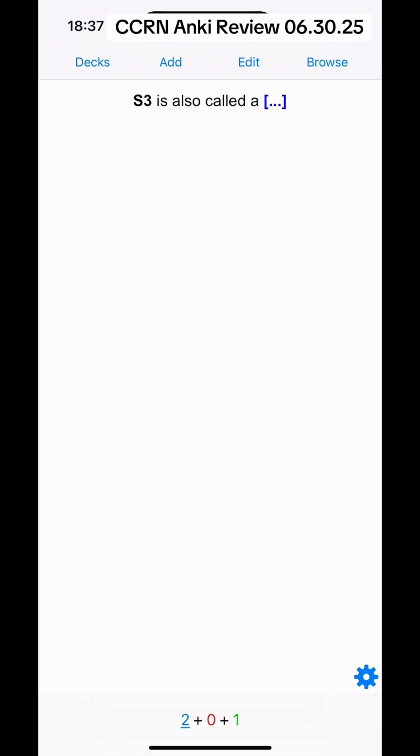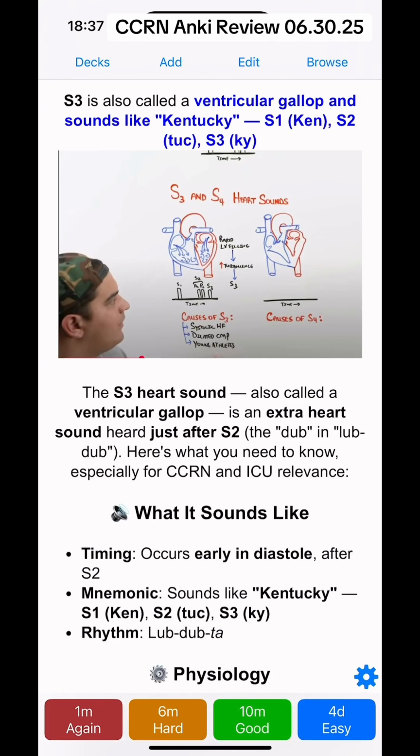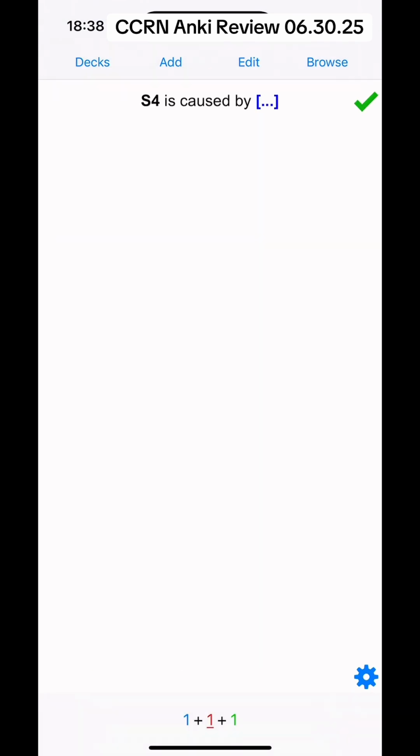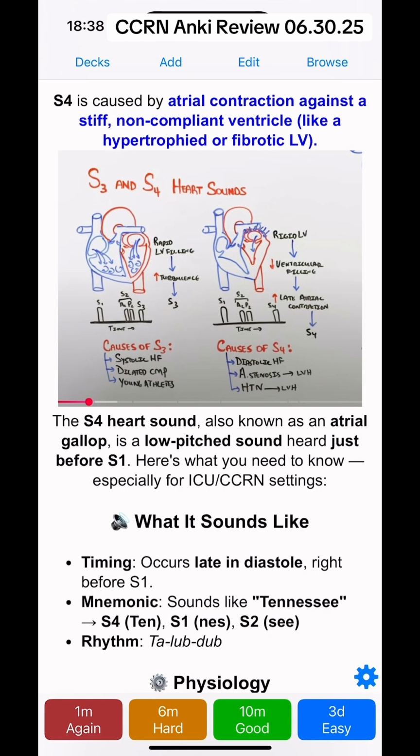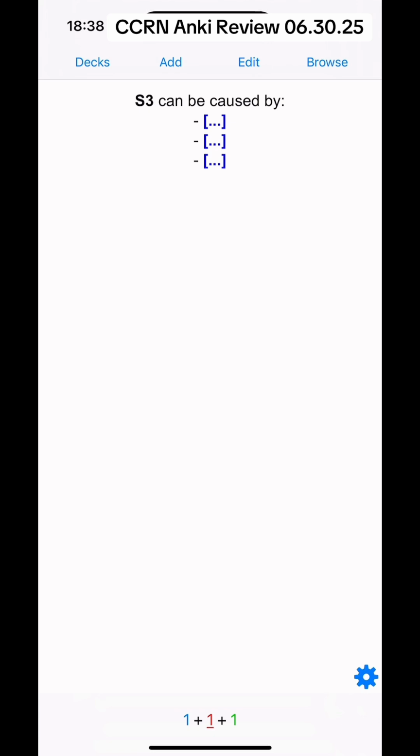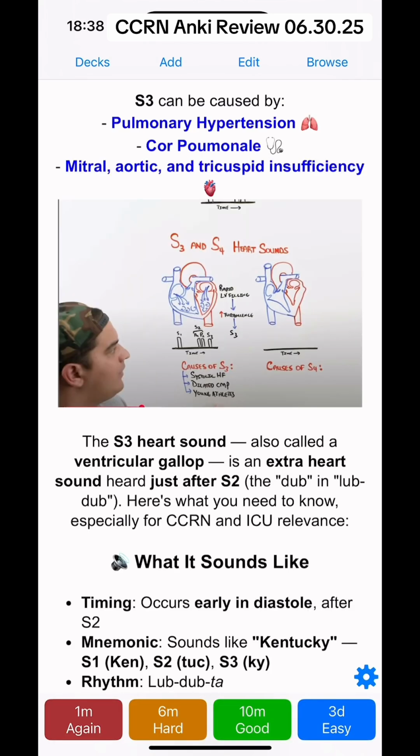S3 is also called a ventricular gallop, and you can remember it by the mnemonic Kentucky, for the lub-dub-dee. S4 is caused by the forceful contraction of the atria against a hypertrophied ventricle. S3 is caused by pulmonary hypertension and aortic, tricuspid, and mitral valve insufficiencies.